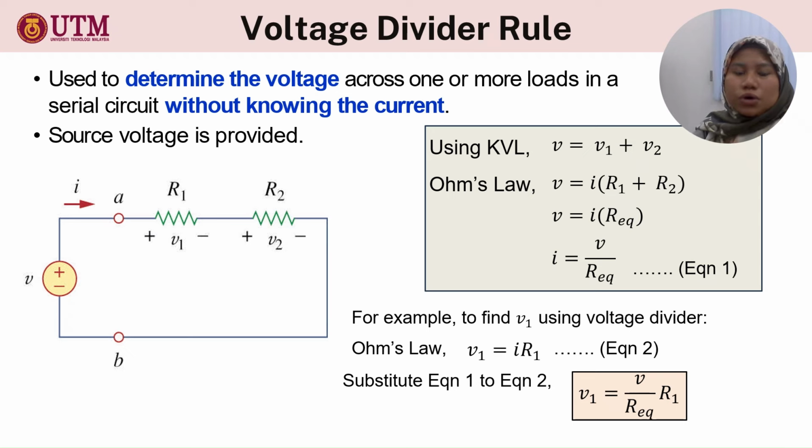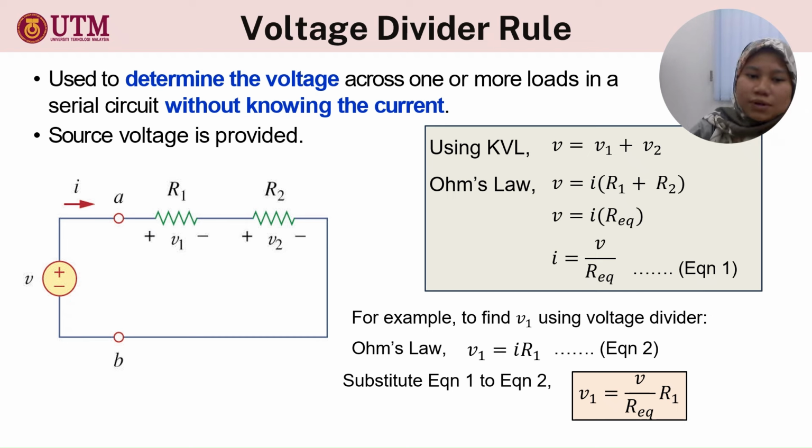So today we are going to learn two rules in analyzing the circuit. First is the voltage divider rule, or I call it VDR. The voltage divider rule is used to determine the voltage across one resistor or loads, one or more loads in a series circuit, without knowing the current. Okay, VDR is used in a series circuit without knowing the current, provided that the voltage source is being given.